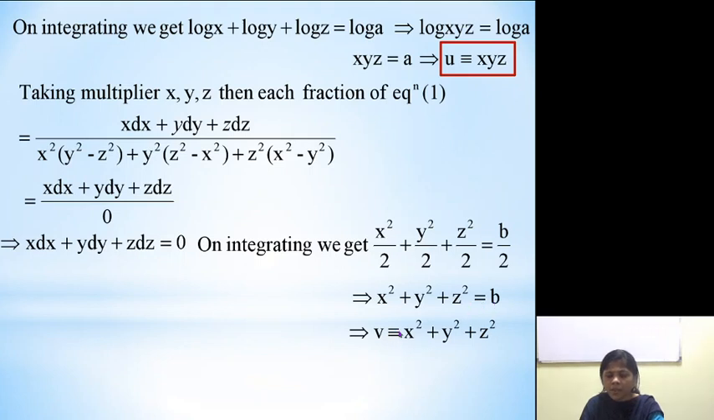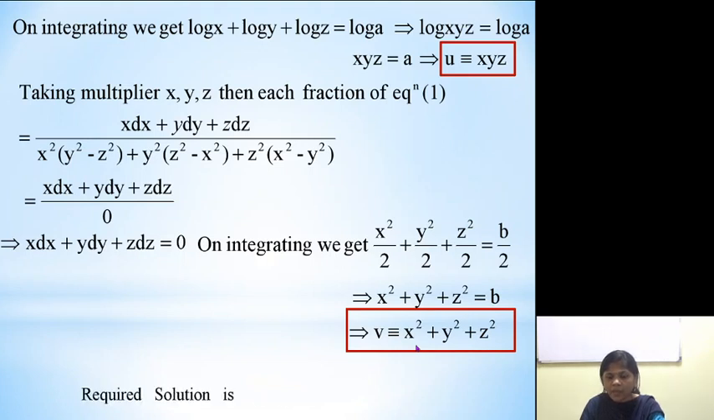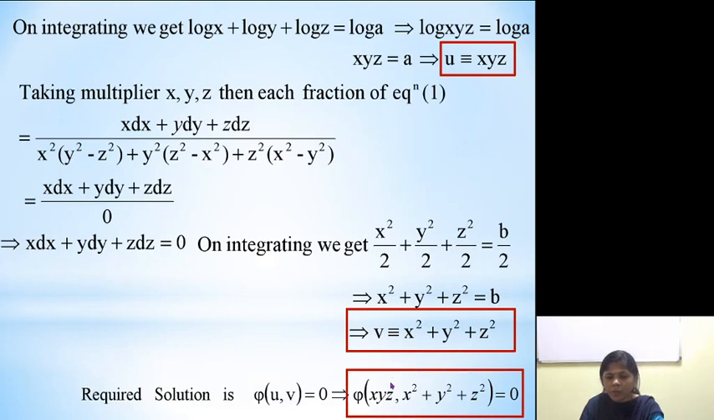So this gives b as x square plus y square plus z square, and in this way we have obtained the second solution. So therefore we'll write our final solution, that is f of u, v equal to 0. Putting u, putting v, we get the desired solution. So in this way one can get the solution using Lagrange's method. Now I hope these two examples are sufficient to make your ideas clear regarding the selection of the multipliers.